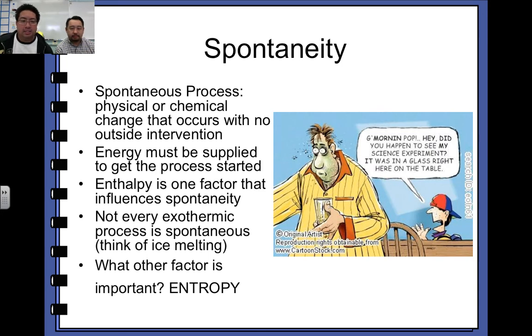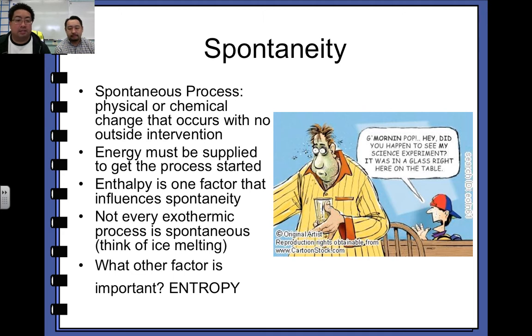So spontaneous, this is something that occurs on its own without any outside intervention. Energy normally is necessary to get the process started, but not to continue it. Enthalpy, that we went over previously, is one factor that influences spontaneity, but there are other ways for a spontaneous reaction to occur, and it's not always that exothermic processes, such as ice melting, are necessarily spontaneous. There are other ways for it to be spontaneous.